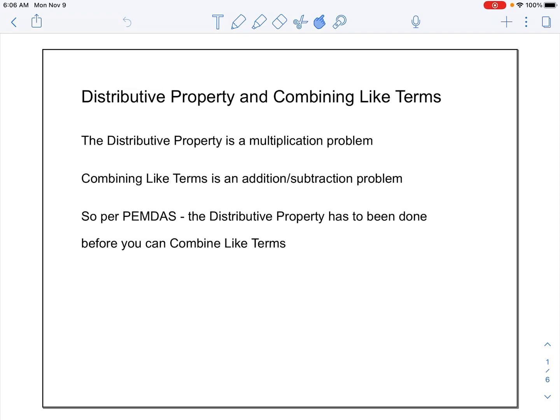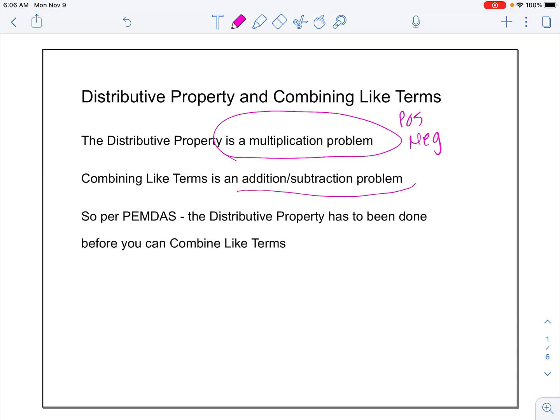Okay, so we're going to start combining like terms in the distributive property together. I have a couple of reminders here for you. The first thing I want to remind you of is that the distributive property is a multiplication problem. So when you're looking at the signs in front of a number, they are either positives or negatives. And combining like terms is an addition or subtraction problem. So when you're looking at those, it's either a plus or a minus, and then you're moving right or left on the number line.